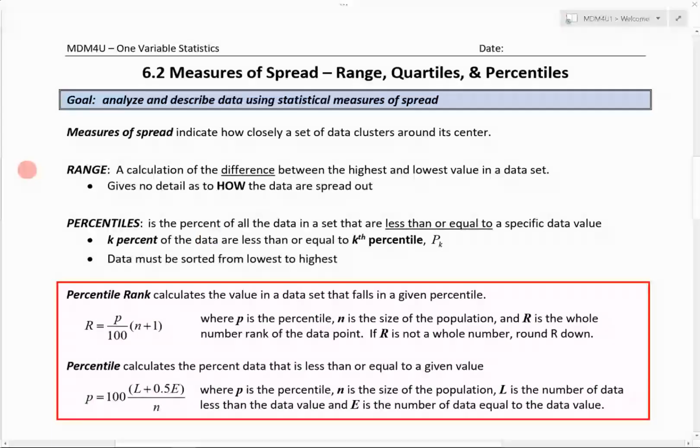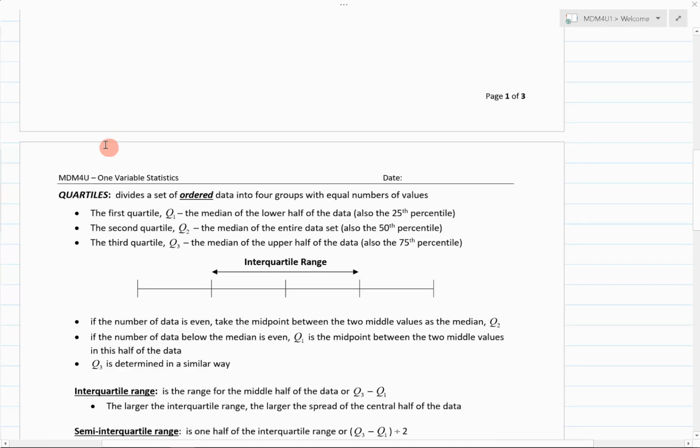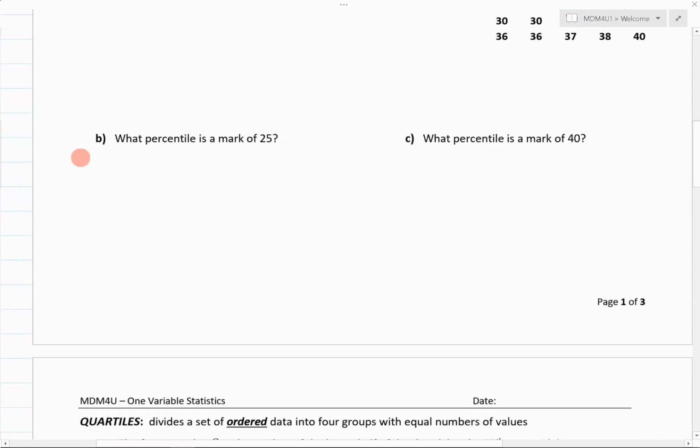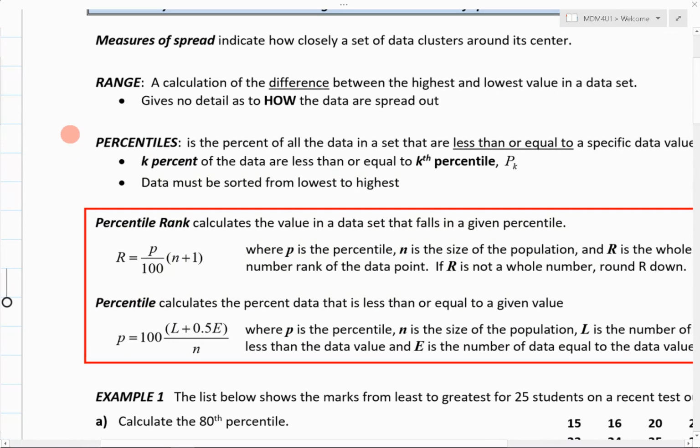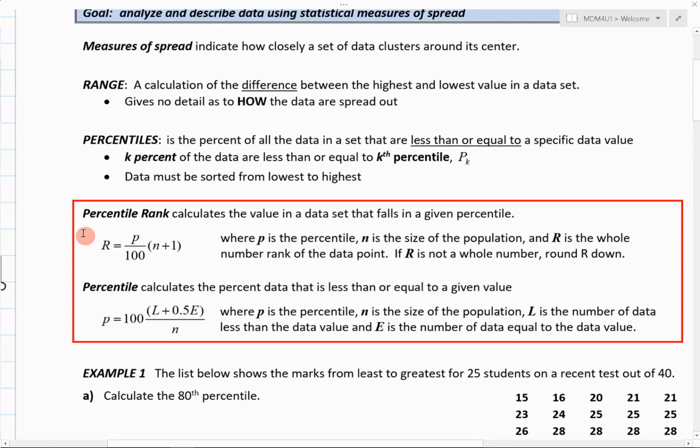One is the percentile rank. And this calculates the value in a data set that falls in a given percentile. It's given by this little formula here, R equals P divided by 100 times (N plus 1). Okay, and P is my percentile, N is the size of the population, or the size of your data set, and R is the whole number rank of the data point. And if R is not a whole number, you round R down.